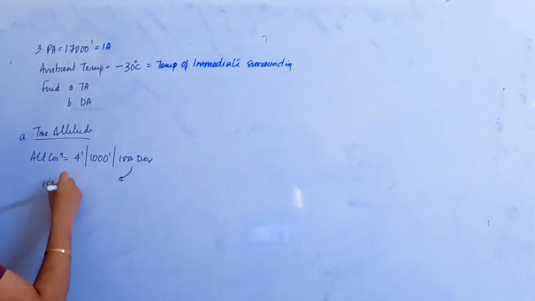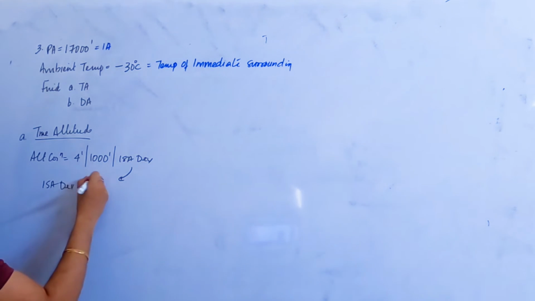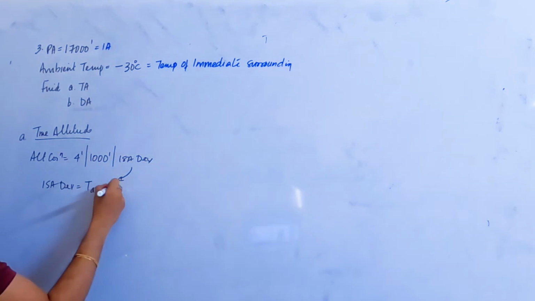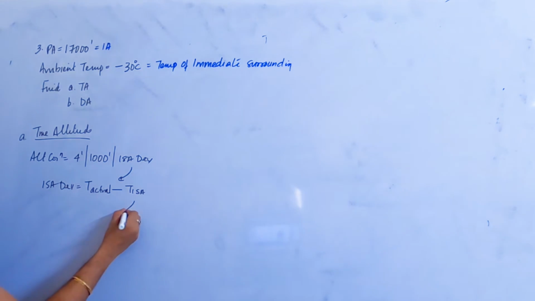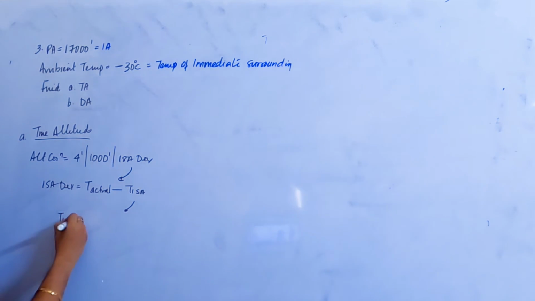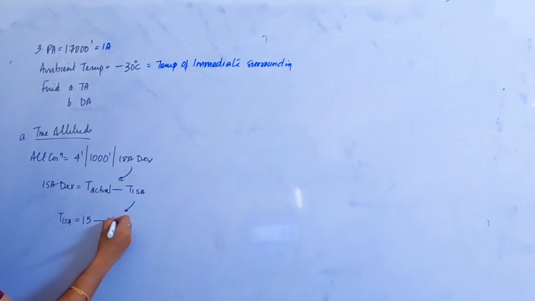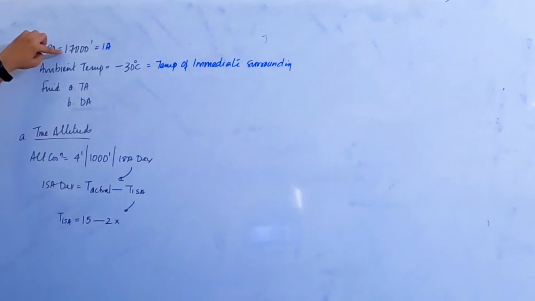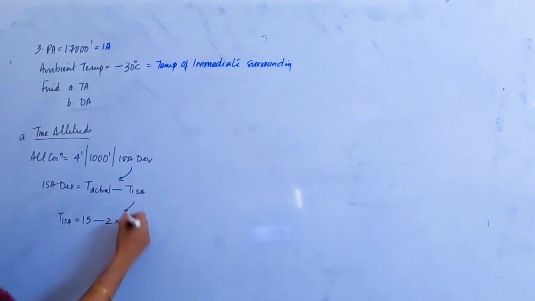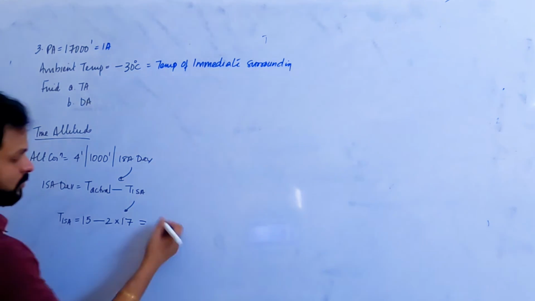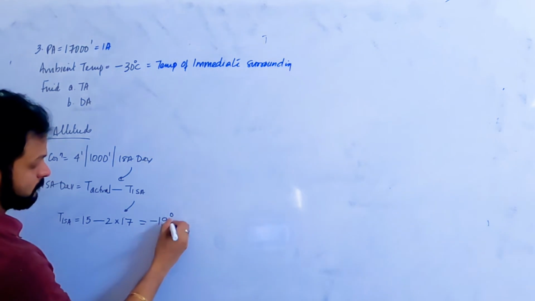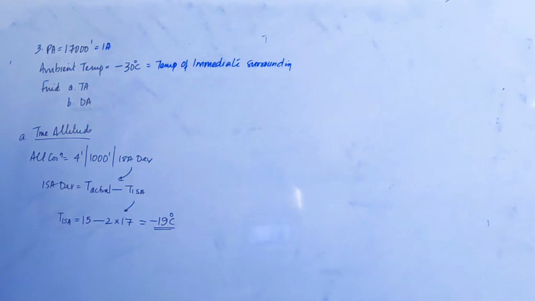So first we'll go through ISA temperature. ISA temperature at 17 is 15 degrees minus 2 times 17. That's right. T ISA is 15 degrees Celsius minus 2 degrees Celsius per 1,000 feet. That is 17,000 feet, therefore 17,000 divided by 1,000 is 17. So 15 minus 34, which is minus 19 degrees Celsius. You can see here.